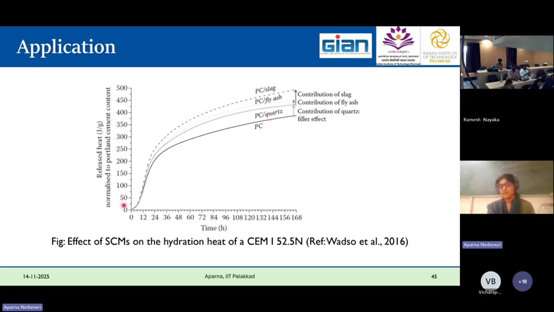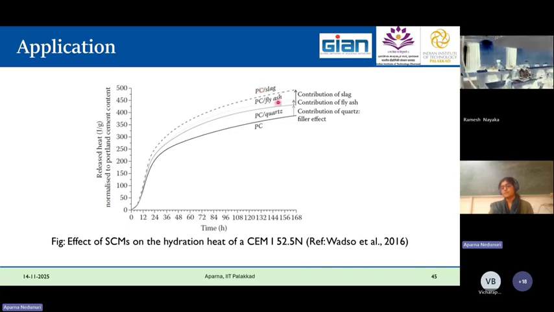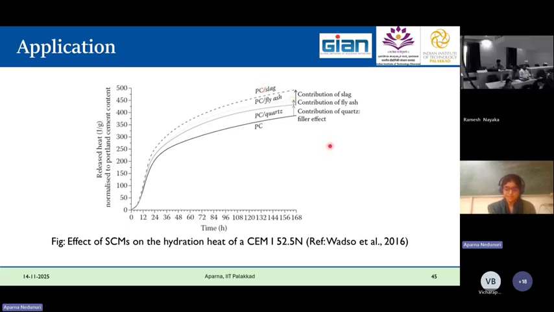But if we see the cumulative heat is higher, meaning the total reaction of the system is higher. Why is that happening? Because the quartz is providing the filler effect. On the surface of the quartz, several nucleation sites are forming, which increases the total hydration of Portland cement. If we see fly ash and slag, there are pozzolanic reactions that are also contributing, and that would increase the total reaction of your Portland cement, or what is called blended Portland cement. All these blended Portland cement systems will also have increased heat release.